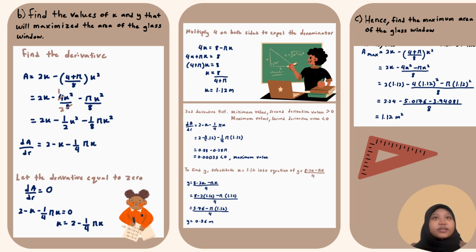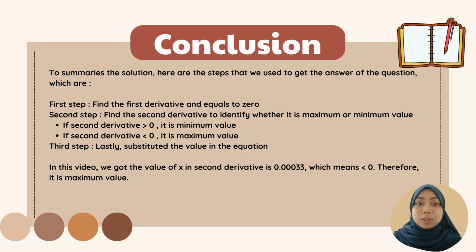For C, it said hence find the maximum area of the glass window. So maximum area equal to 2x minus (4 plus pi) over 8 x squared. Then we expand it, which equals 2x minus 4x squared minus pi x squared over 8. And then we substitute x equal to 1.12, which equals 2(1.12) minus 4(1.12) square minus pi (1.12) square over 8. And then 2.24 minus 5.0176 minus 3.94081 over 8. And lastly, we will get 1.12 m square.